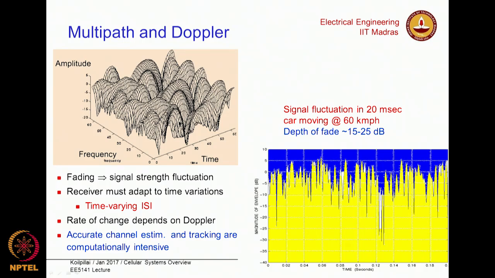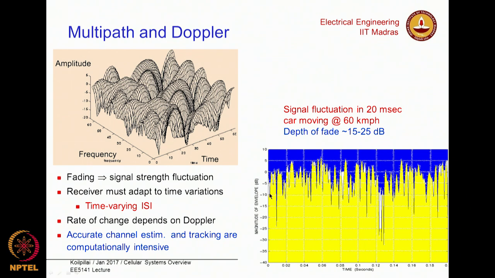To give you just a flavor for how much the signal can fluctuate, take a handset that is in a car moving at 60 kilometers per hour. In the duration of 200 milliseconds, this is the amount of fluctuation that you can see. Several of them have fluctuations of at least 25 dB or more. Keep that number in mind, we'll come back to addressing why this is a problem.